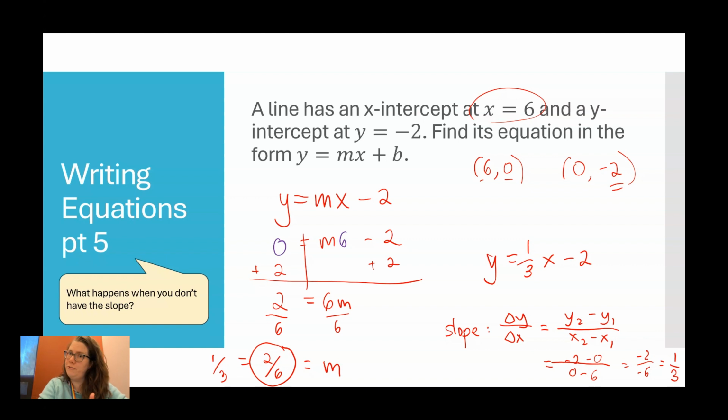Again, if you're graphing this, 2 points makes a line. So all you have to do is put these 2 points on and draw a line through it. And once you have the graph, it can be easy to count to find the slope. So lots of different methods to solve if you know the intercepts.